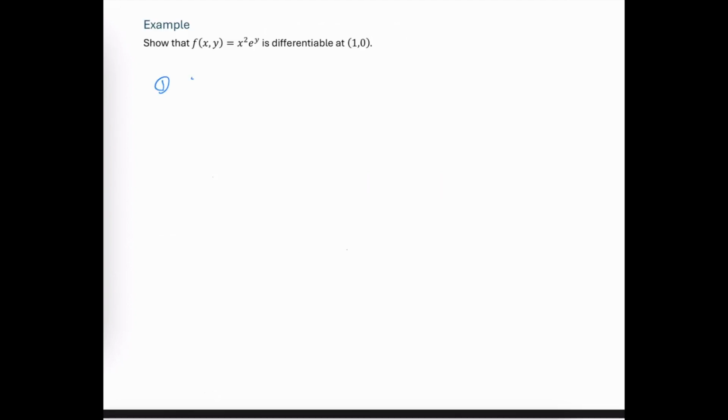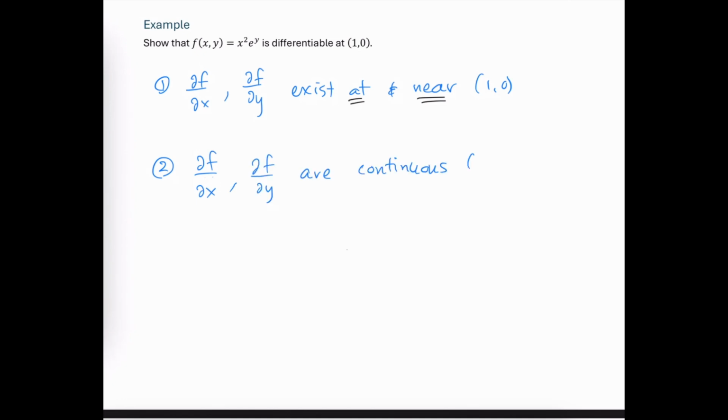So the first thing that we need to do is to determine whether or not these first partials exist both at and near the domain element in question. And then the second test that we're going to look at is that both of these partials are continuous at the domain element. Both of our tests depend on having these first partials, so that's where we're going to begin.